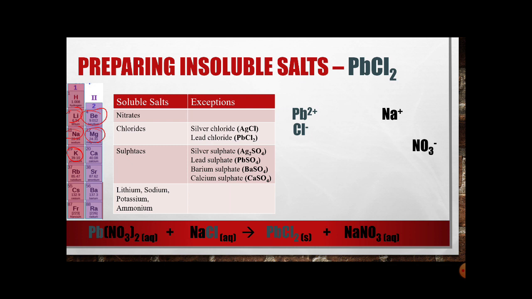Please note the state symbols in the equation. AQ, aqueous, means dissolved in water and is used to signify the soluble salts. S means a solid and signifies the insoluble salt. After the reaction is complete, only the products would be present, since reactants would be used up. When the mixture is filtered, lead chloride would be in the filter paper, while a sodium nitrate solution will be the filtrate.